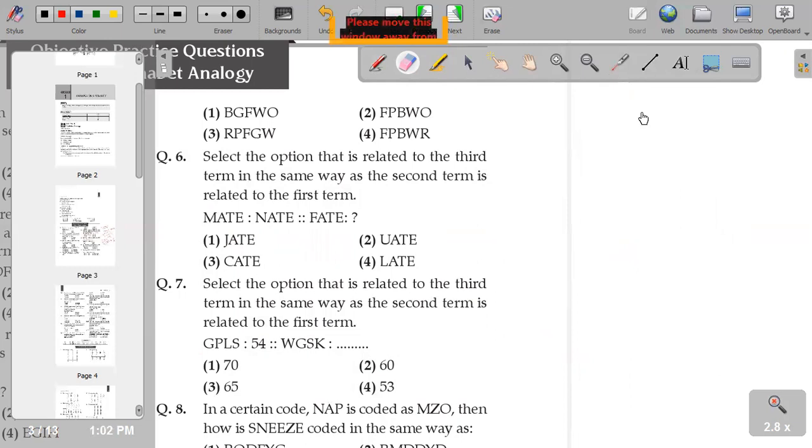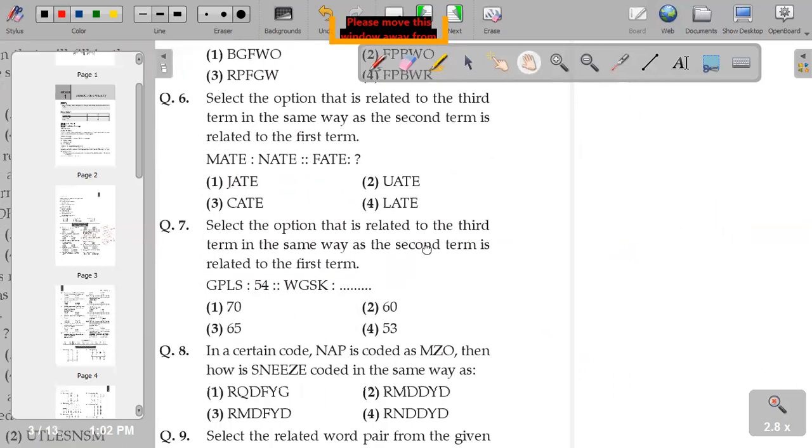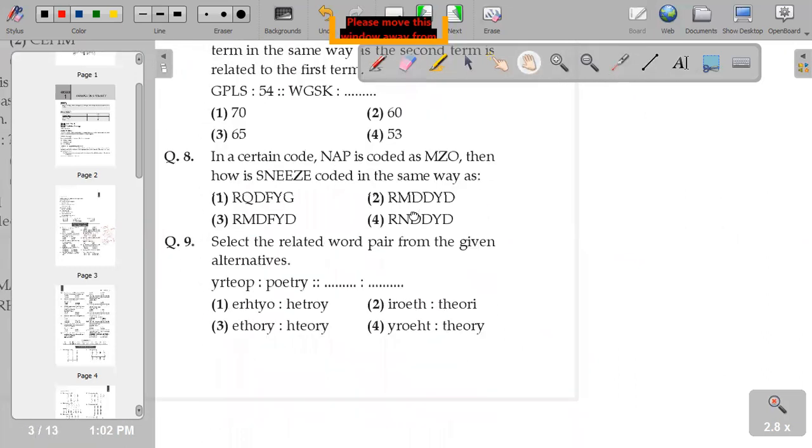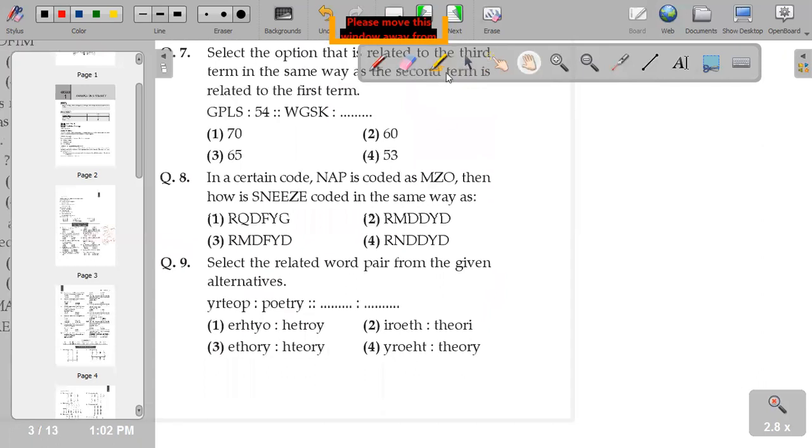Now we will move to the next question. So question number 8 we will take. We will check. In a certain code, NAP is written as NZO.